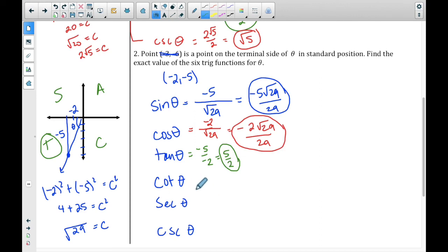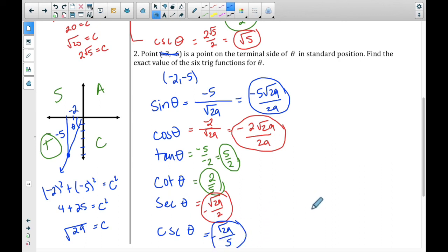Okay, let's move on to cotangent, secant, and cosecant. Take a second to do the reciprocals of those and make sure you get the right answers, get the signs correct, and get your radicals correct. Okay, so cotangent, just the reciprocal, 2 over 5. Secant, negative radical 29 over 2, does not reduce. That negative can be on the top, it can be on the bottom, it can be out front, doesn't matter. I've just put mine out front. Cosecant, which is the reciprocal of the sine, radical 29 over 5, my negative out front.